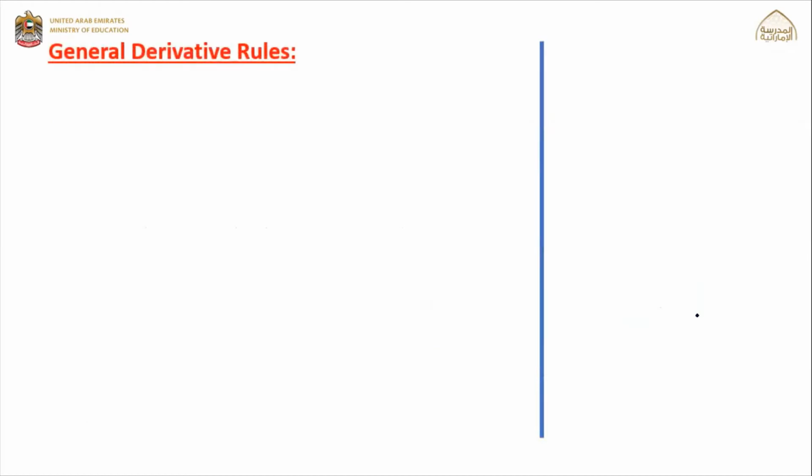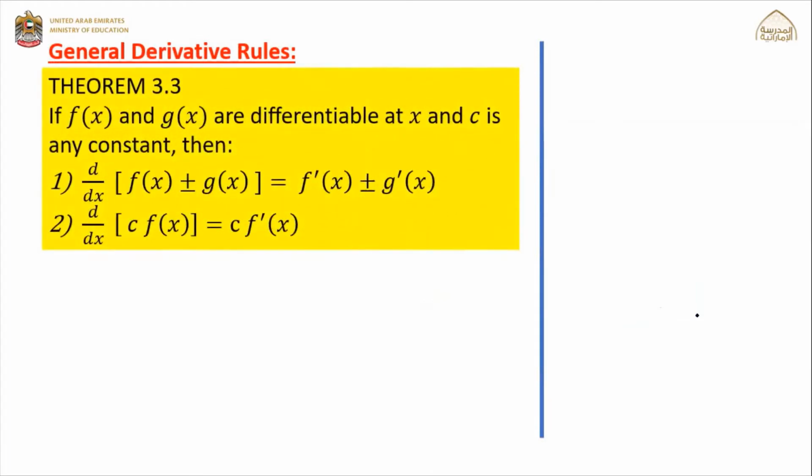Now, what about general derivative rules? Here we have theorem 3.3. If f of x and g of x are differentiable at x, so f and g are differentiable, and c is any constant, then the first rule is d by dx of f of x plus or minus g of x, addition or subtraction between two differentiable functions. Here the derivative will be distributed, so f prime of x plus or minus g prime of x.